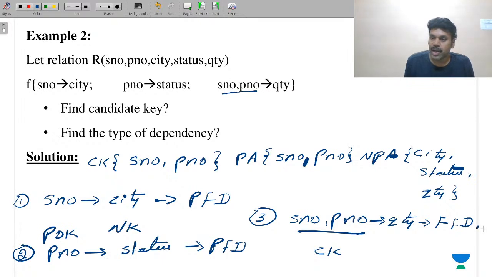So friends, why am I highlighting this? You never have any redundancy in production 3, but you have redundancy in production 1 and in production 2. There are two kinds of productions here. You have redundancy because they are partially functionally dependent. How will you get redundancy? I will give a proof in the next example.